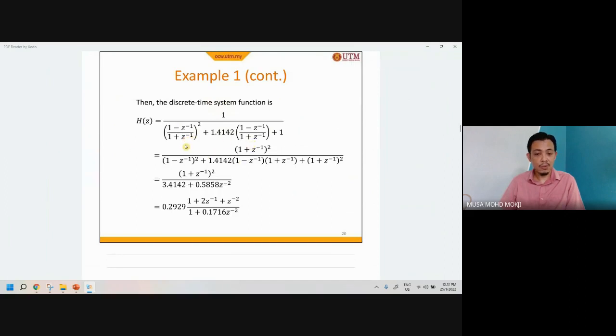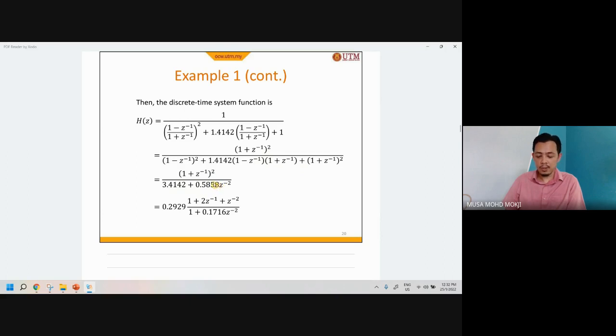Okay, so solve that. This is what I say: this is quite complicated maths. There are a lot of parameters, a lot of numbers, so in one equation there are a lot of terms: 1, 2, 3, 4, 5, 6, a lot of things. But we can do that. We do all those lines, and finally you will get this one: 1 plus z to the power of minus 1, squared, divided by 3.4142 plus 0.5858 z to the power of minus 2.